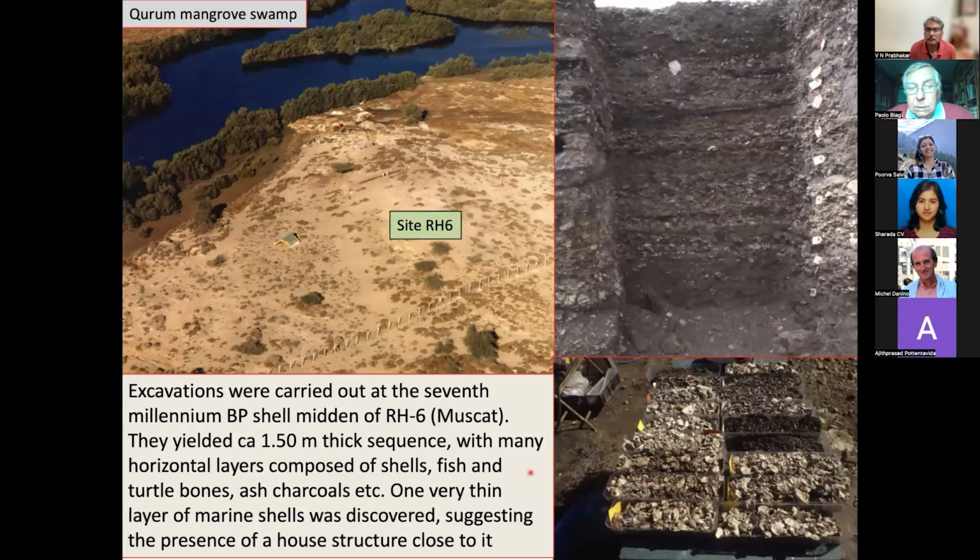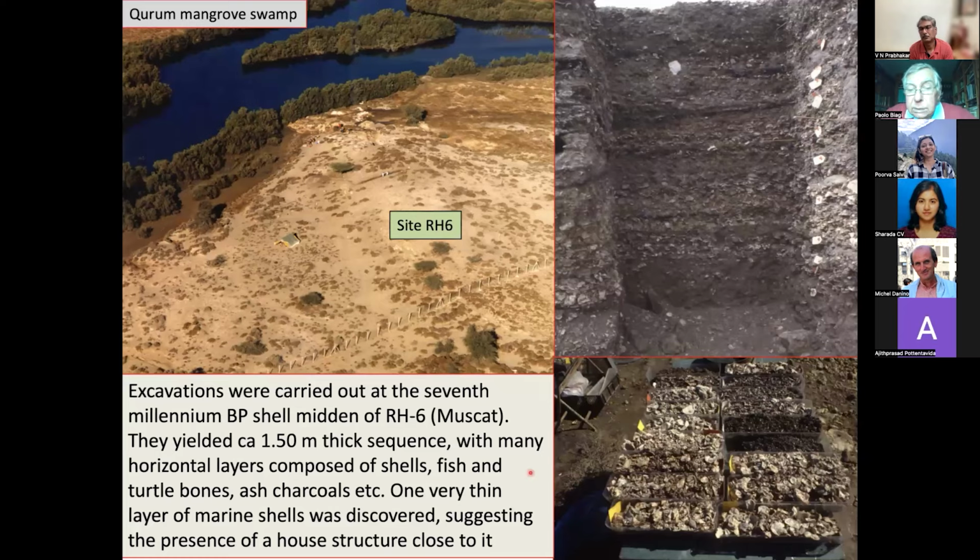And this is the case. This is an extremely important site. It is RH6, this is the mangrove swamp of Qurum, that is Muscat. The site is over here. This is one of the trenches we opened, one here and another one over here. And here is a profile. In this case, we were very, very lucky because the stratigraphy was very easy to follow, very horizontal. There's a disturbance over here, maybe a pit, whatever you want. But here is black charcoal, here is white again, it is shells, and here is sand.